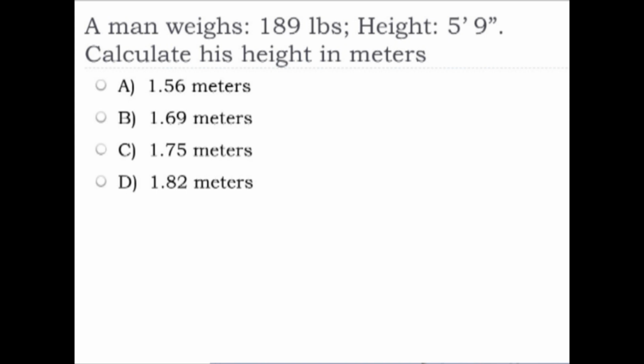The answer for this one is C, 1.75 meters. How was this calculated? You have to recall the conversion. 1 inch equals 2.54 centimeters. Since we're working in meters, we can say 1 inch equals 0.0254 meters. So now you take the 5 feet 9 inches, which is 69 inches, times 0.0254, and you get C, 1.75 meters.